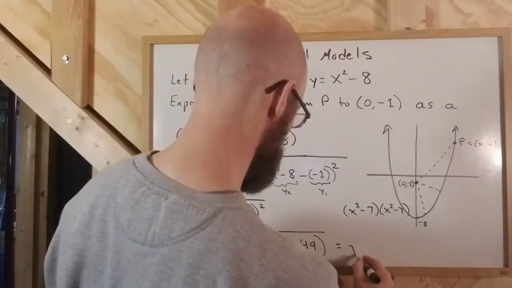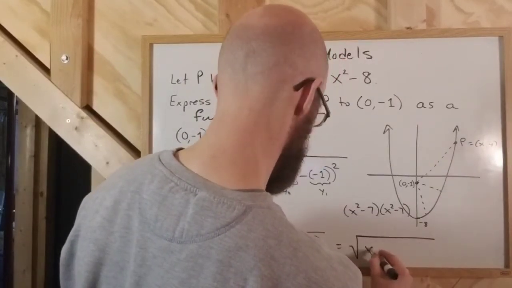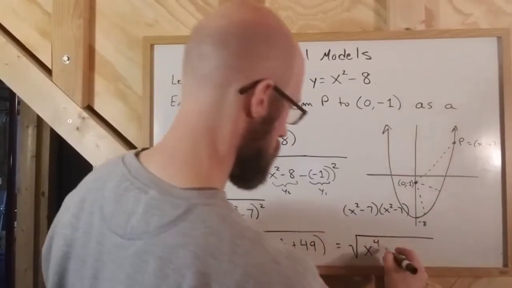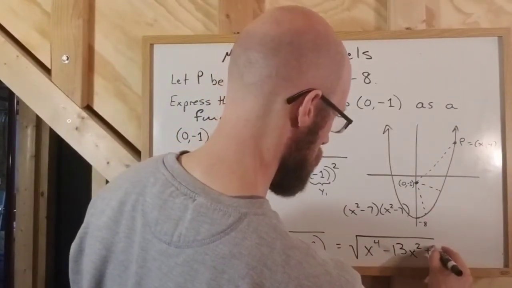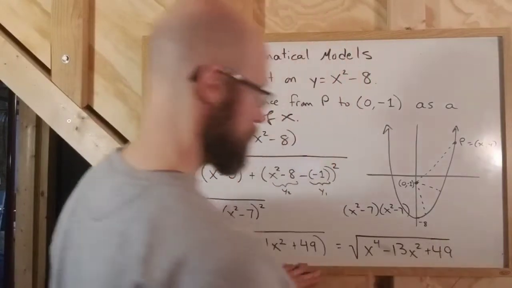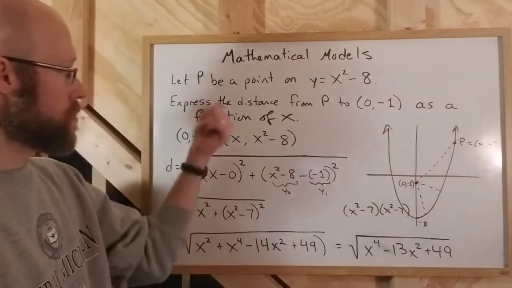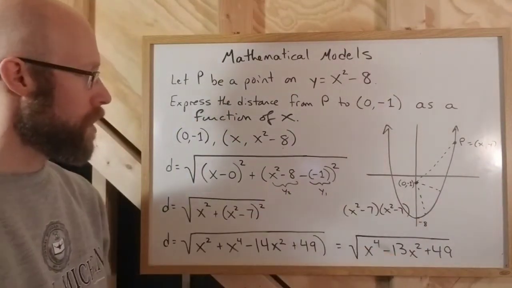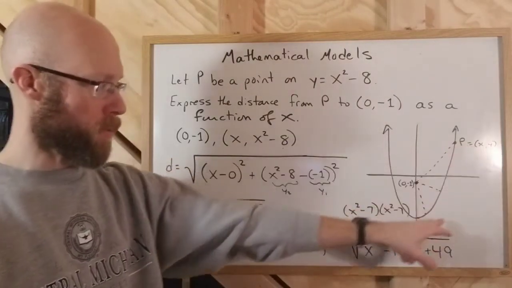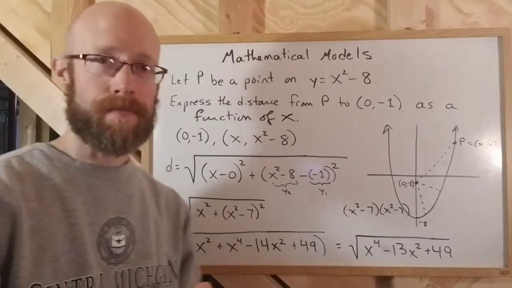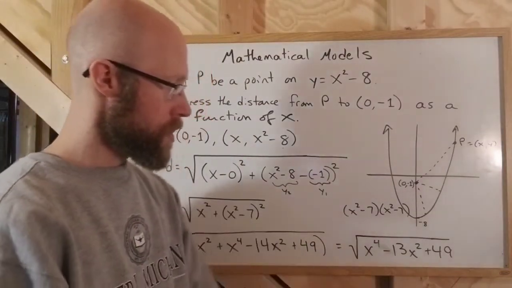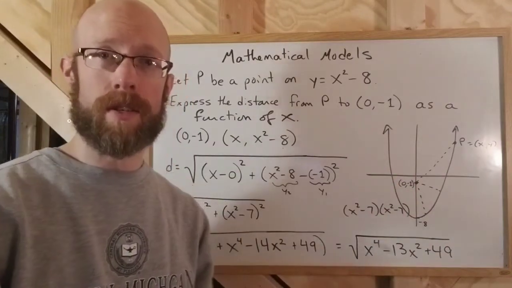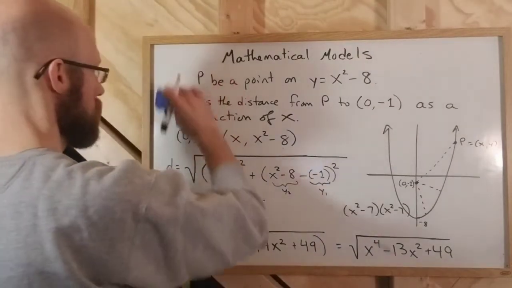So our formula would be the square root of x to the 4th minus 13x squared plus 49. Okay, and that would be then the answer to our question. So this is the distance as a function of x from a point on the graph to the point 0, -1. Now, I can use this function to then find particular distances for particular points. So, let's erase some of this.